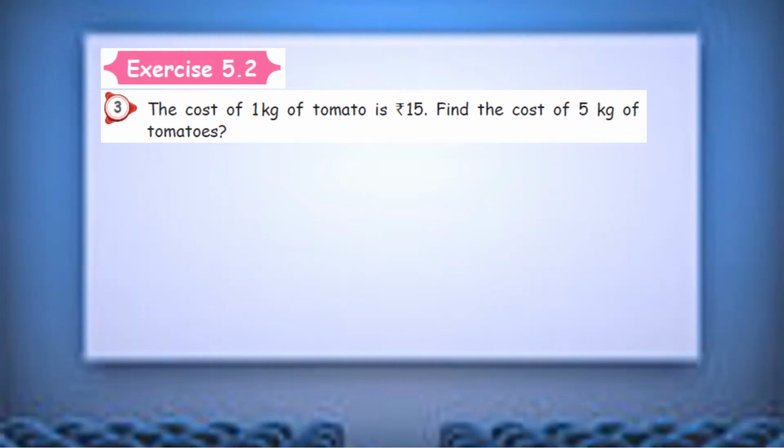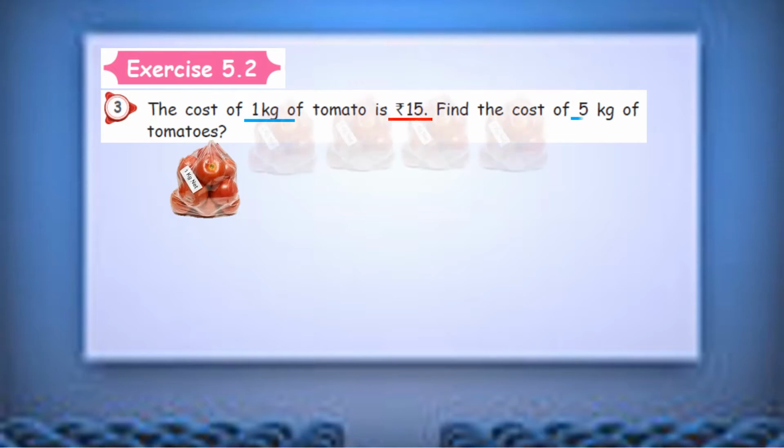So, let us see the third sum first. The cost of 1 kg of tomato is rupees 15. Find the cost of 5 kg of tomato. So, try to understand the concept. Here they have given 1 kg of tomato is rupees 15. We are going to find out 5 kg of tomatoes, right? So they have given for 1 kg and we are going to find out for 5 kg. So sure we need to do the multiplication only, right?